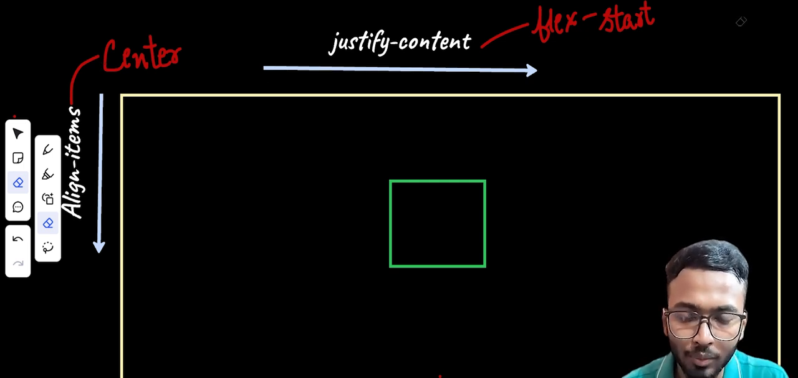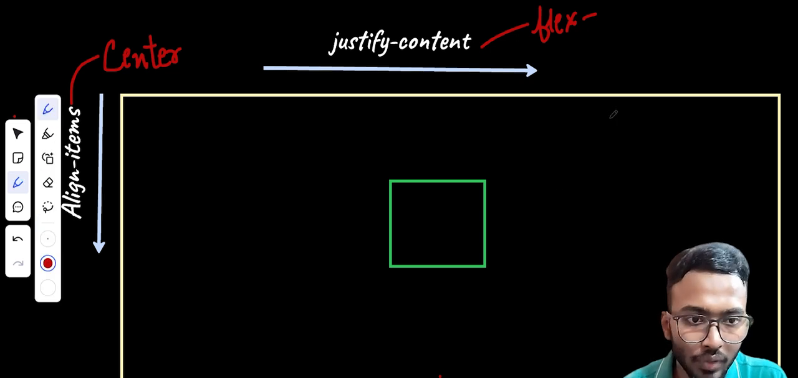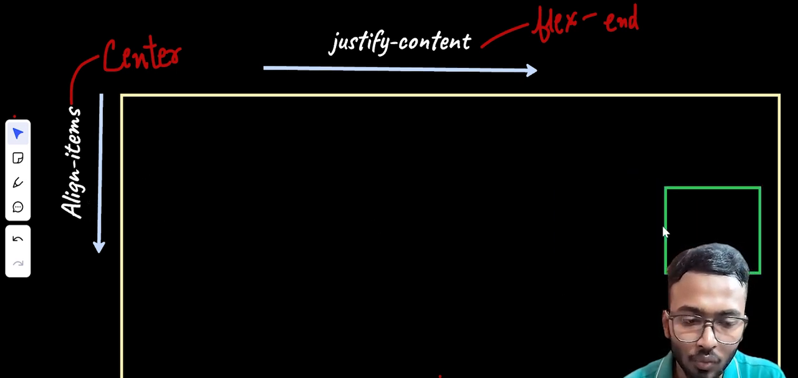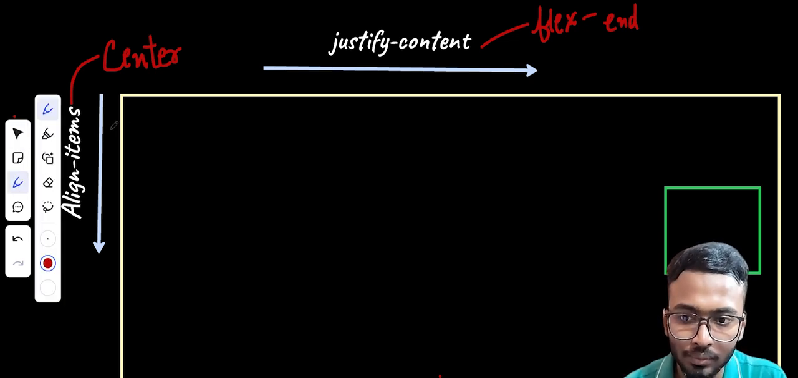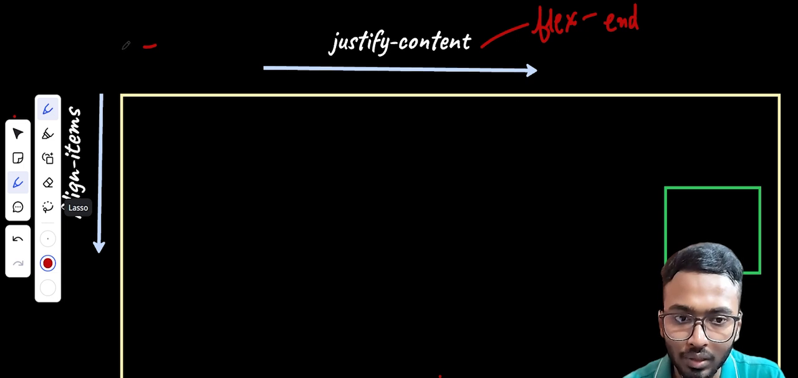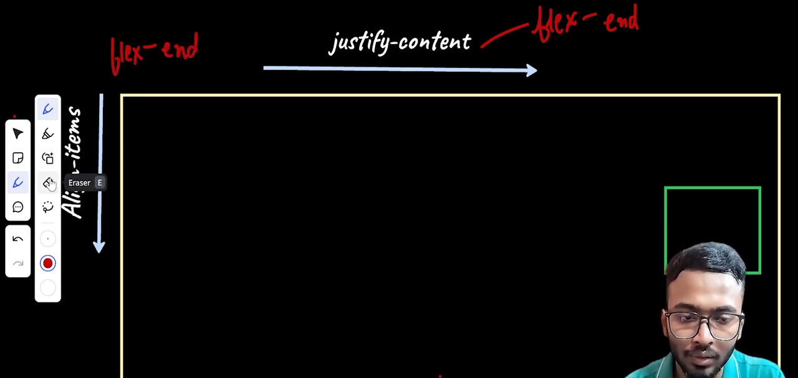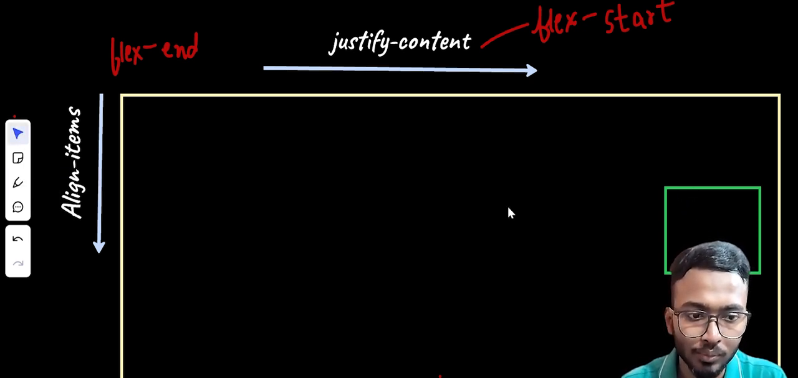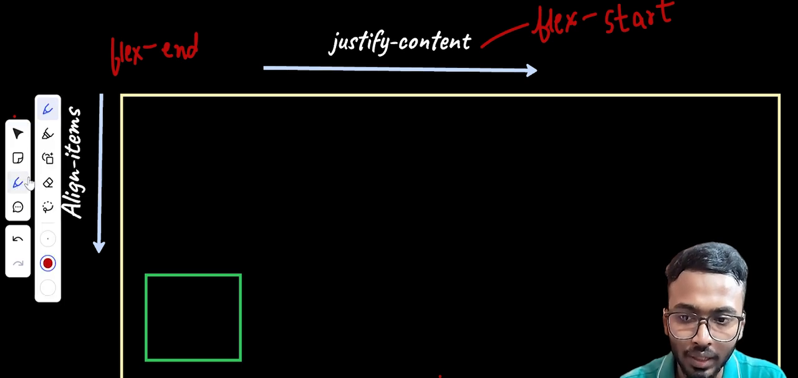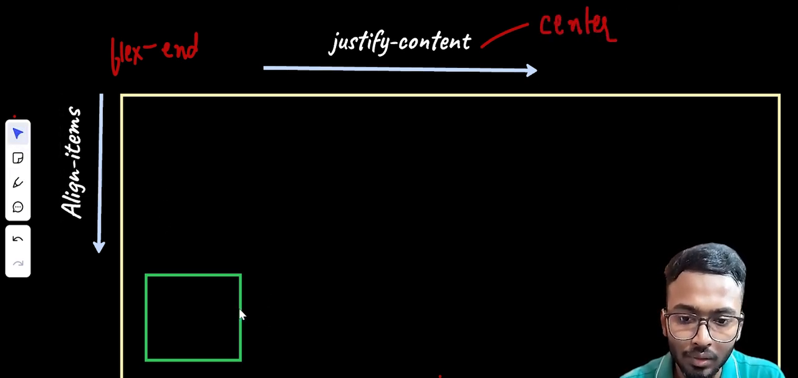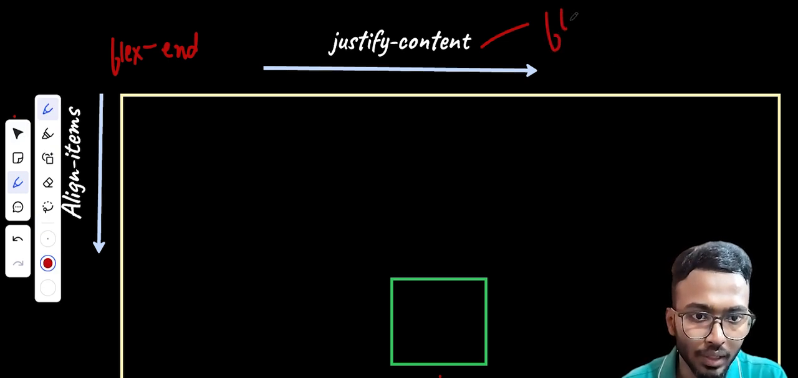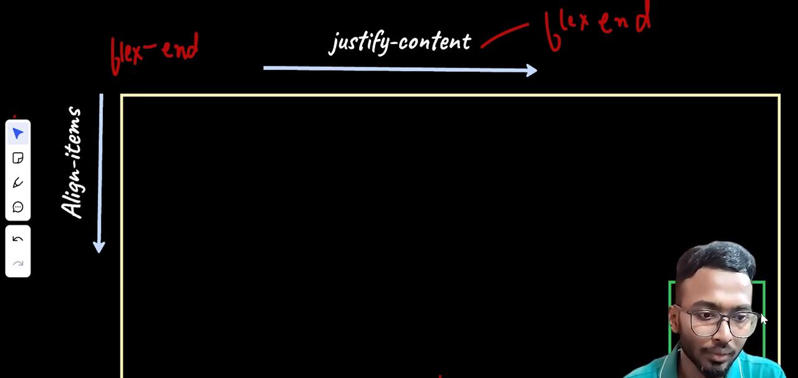So let's say for align items center, instead of flex start, we have flex end. So this time your box will be here, center in the vertical axis, and flex end, that is at the end of your horizontal part. Then again, let's say this time your align items would be flex end, and justify content flex start. So it will be simply here. Then again for center, it will be here. Then at last, when both of these values are flex end, it will be here at the bottom right.